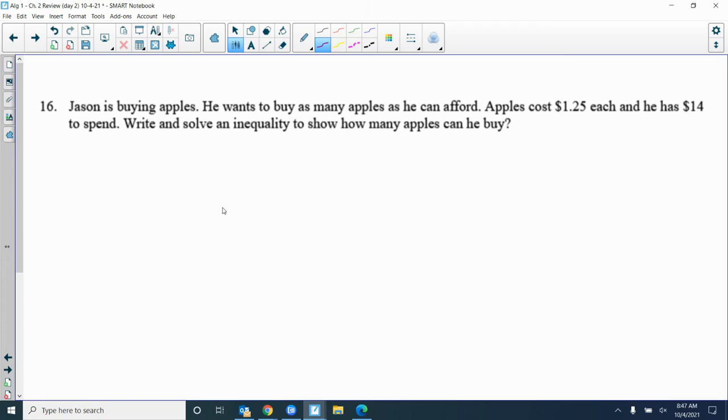Kind of check through the other ones and see what else you have, because those tend to be the first three that you have questions on. All right, 16.